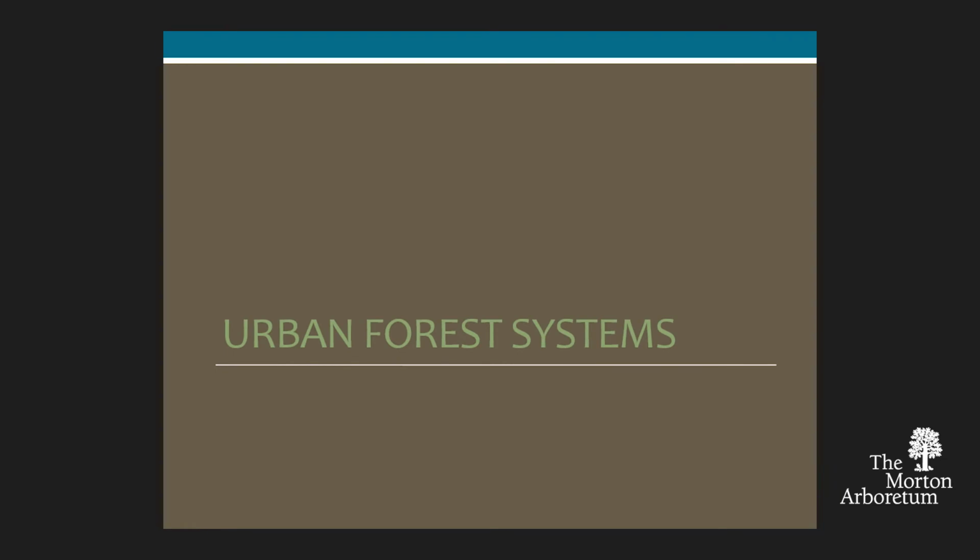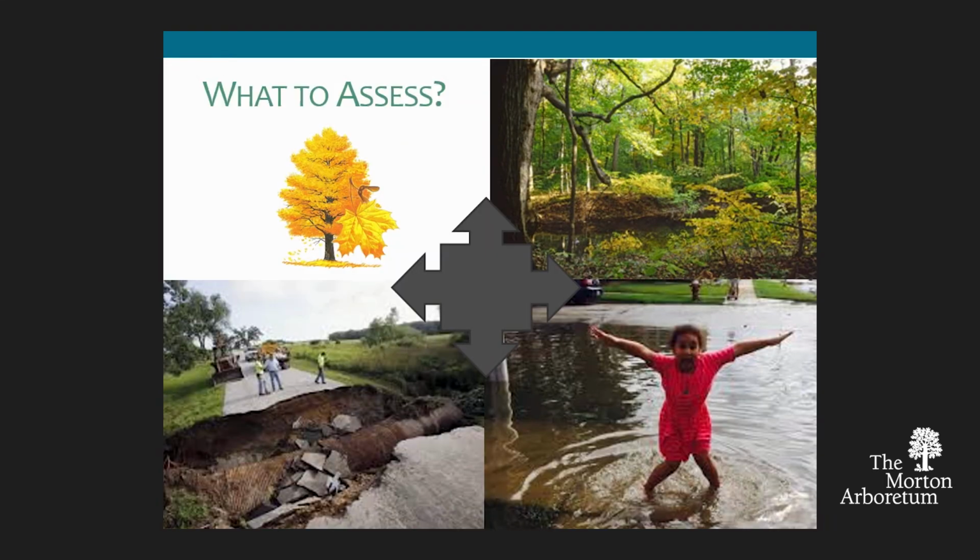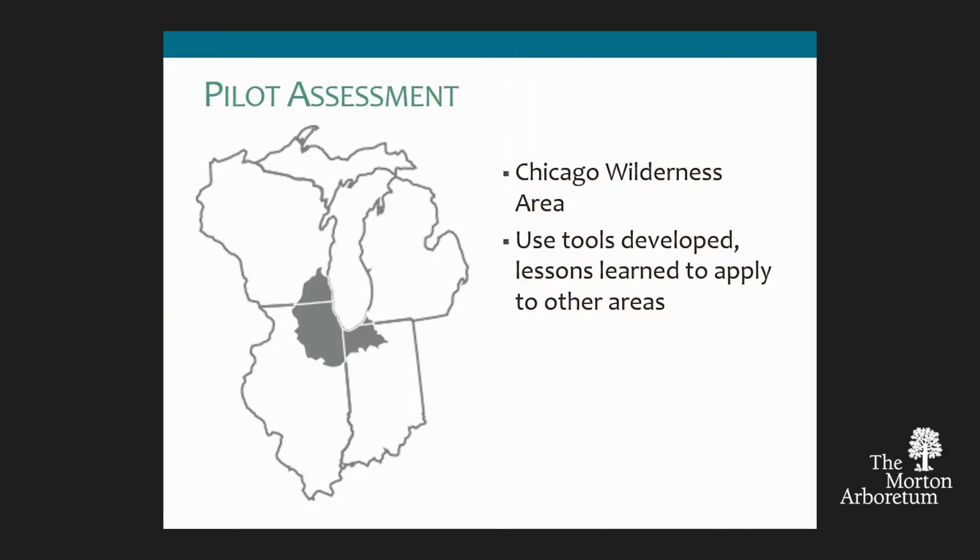Now I'm going to shift gears and talk a little bit about our urban forest ecosystems and how we assess vulnerability in those areas. So here we want to incorporate more of that infrastructure and human component because those are so integrated into our urban forests and they can't be ignored. So we have developed or are in the process of developing a pilot assessment across the Chicago wilderness area. And the idea is to use the tools developed here and the lessons learned to apply to other urban areas across the Midwest and Northeast.